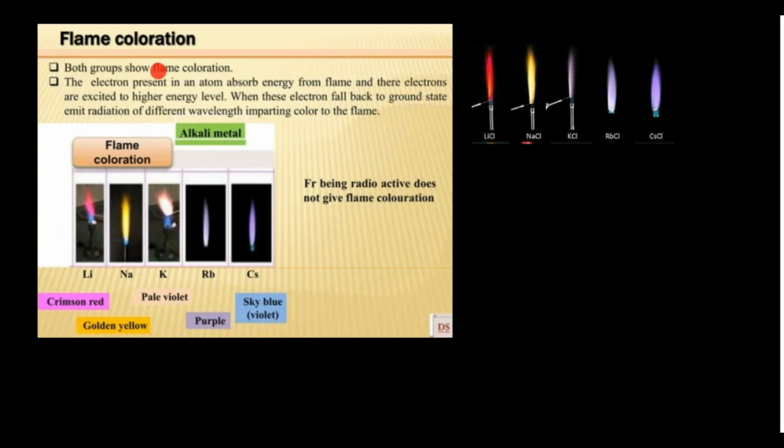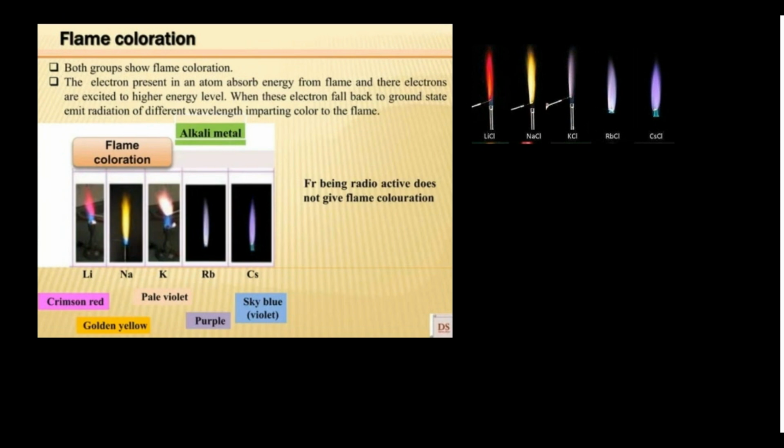Both groups show the flame coloration, but I am only going for the alkali metals here. The electrons present in an atom absorb energy from the flame, and the electrons are excited to a higher energy level, which is the simple concept. When these electrons fall back to the ground state, they emit radiations of different wavelengths, and these emitted radiations fall in the visible region, which gives the color to the flame. Again, guys, please remember, don't get confused.